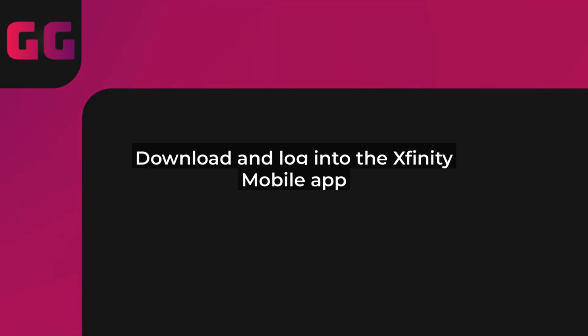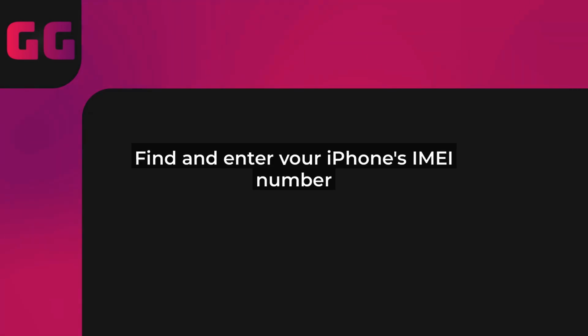Next, download the Xfinity Mobile app from the App Store if you haven't already. Once installed, open the app and log in with your Xfinity account credentials. If you're new, you'll need to create an account using your email and phone number. Now, head to the Devices or Activation section in the app.